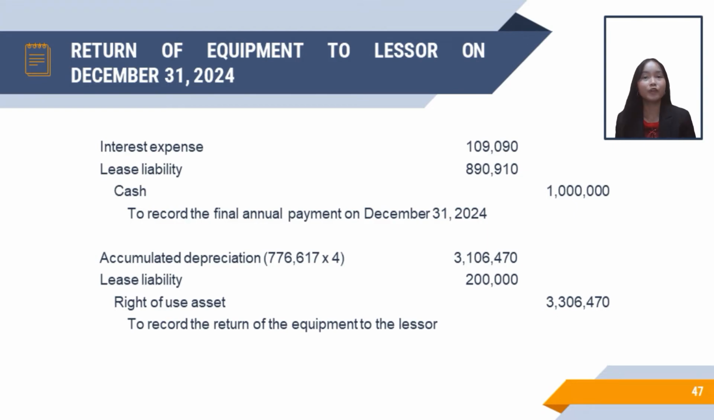If you're wondering bakit naging 3,106,470 yung accumulated depreciation, that is because nag-round up tayo noong 776,617 times 4. That is 3,106,468, right? So, nag-round up tayo para naging yung 470 na lang.